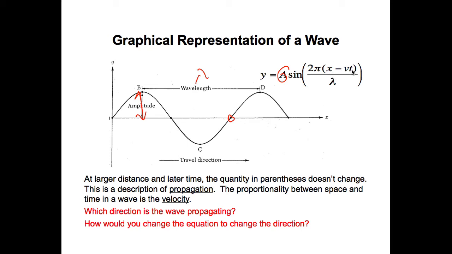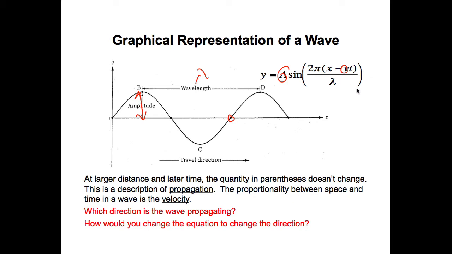So as the quantity here, x minus vt, changes, then either we're going farther away on the wave, or time is increasing and we oscillate back and forth. And the proportionality between distance and time is the speed here, v, the speed that the wave propagates.